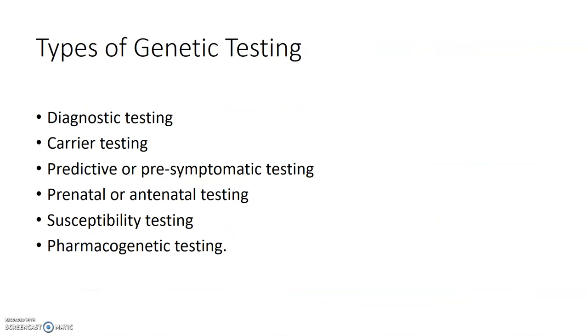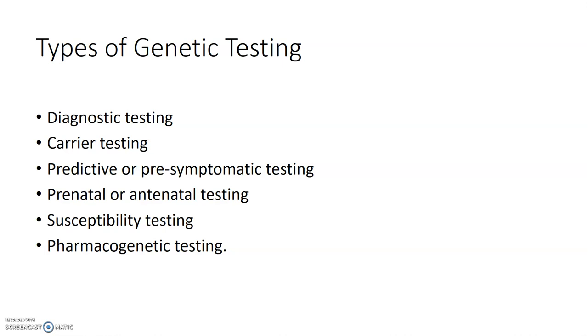There are several types of genetic testing. Diagnostic testing confirms or rules out a diagnosis. This testing is indicated when symptoms already exist. Carrier testing determines whether an individual is a carrier of a recessive or X-linked Mendelian disorder. Predictive or presymptomatic testing indicates whether a person is very likely to develop a condition such as Huntington's disease. Prenatal or antenatal testing looks for genetic and chromosomal disorders such as Down syndrome.